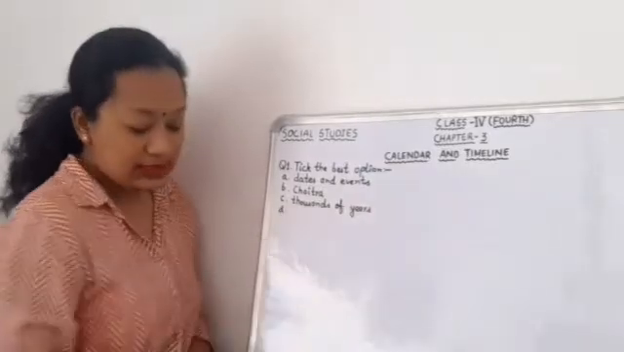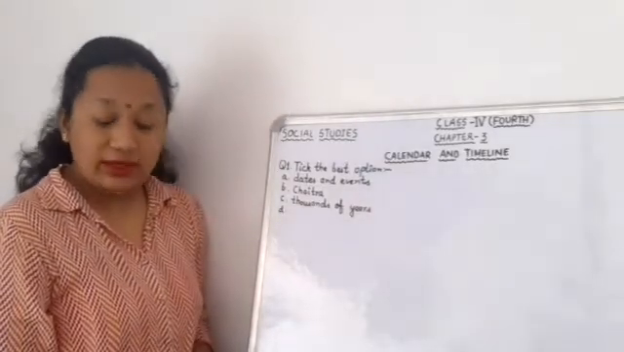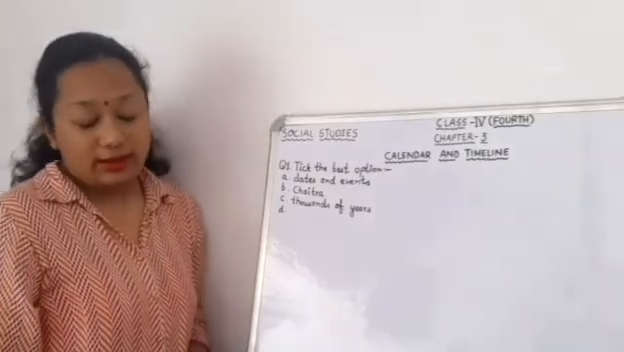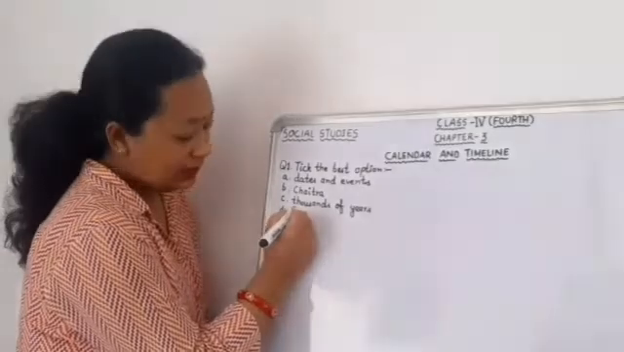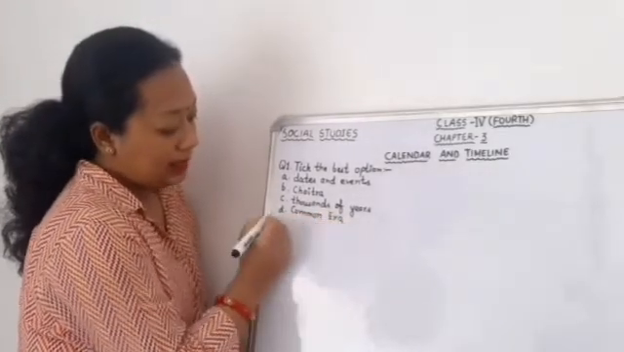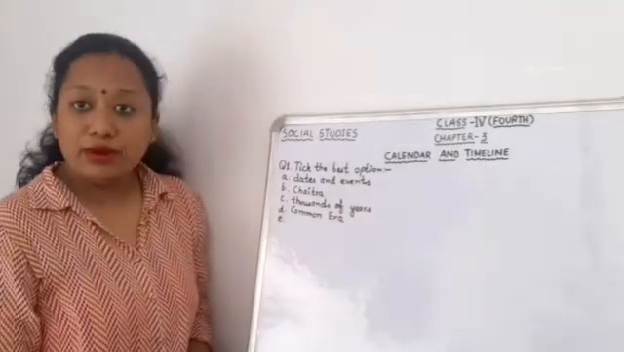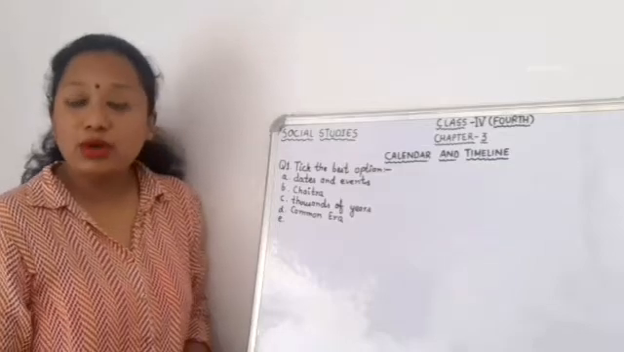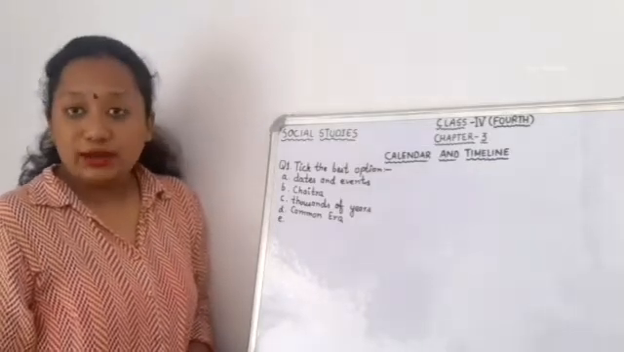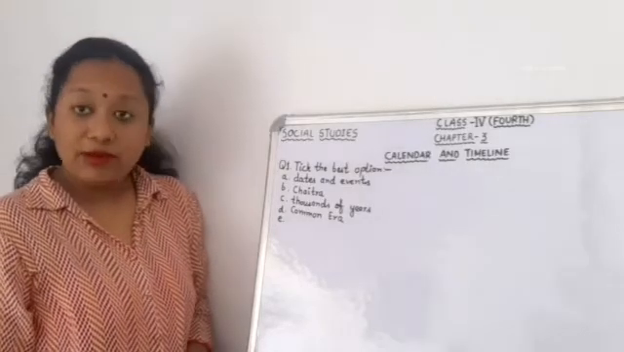Number 4 is, CE stands for. The full form of CE is what? Correct event, common era, college era or cool evening. The correct answer is common era. CE stands for common era. Then number 5 is, the Indian calendar is named after a what? A king, a planet, Julius Caesar or a British king. Yes, the Indian calendar is named after a king.